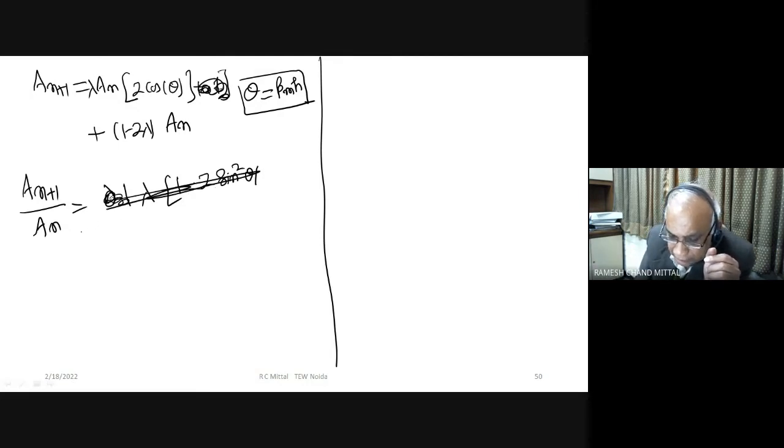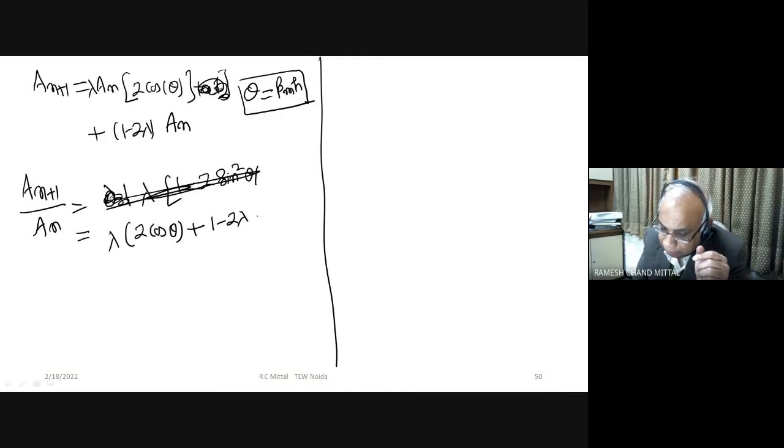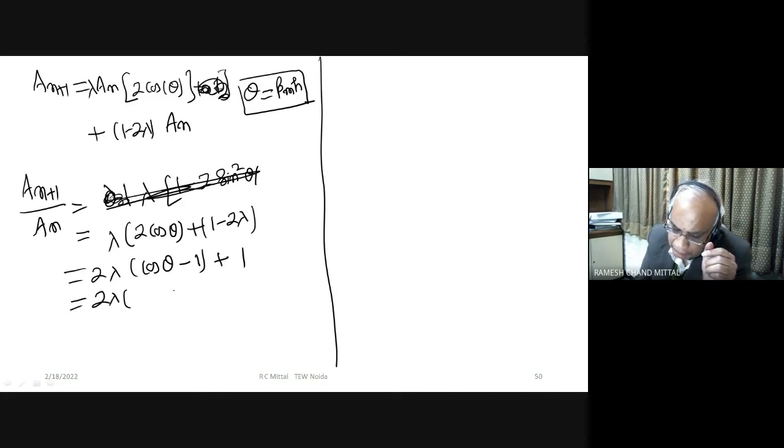So you have something like lambda times 2 cosine theta plus 1 minus 2 lambda, or you have 2 lambda cosine theta minus 1 plus 1, or you have 2 lambda times 1 minus sine square theta by 2 minus 1. This is a formula, so minus 2 sine square theta by 2 plus 1. And ultimately what you get is, I think I am doing correctly.